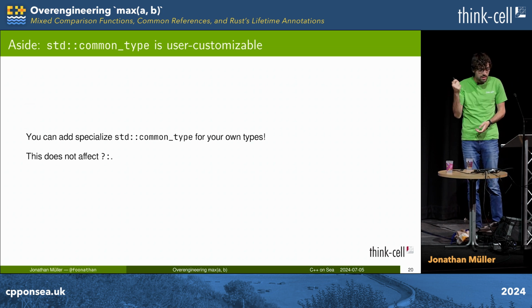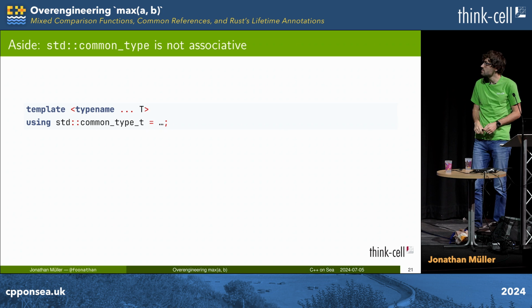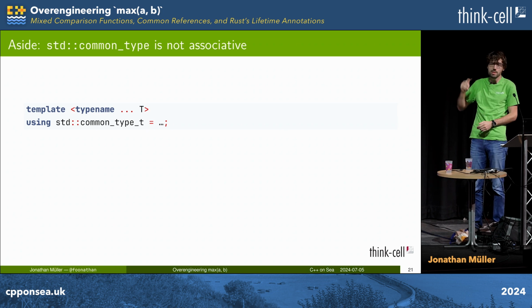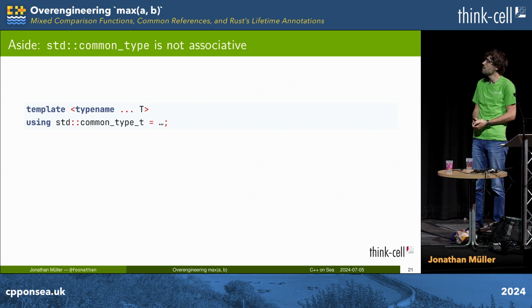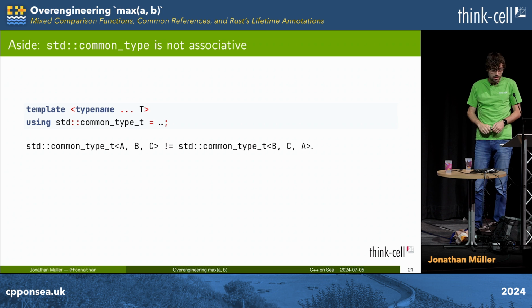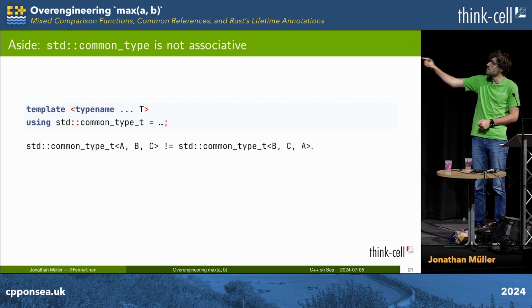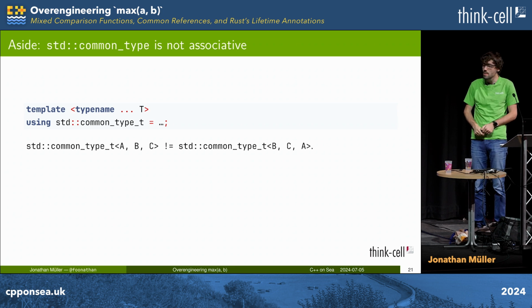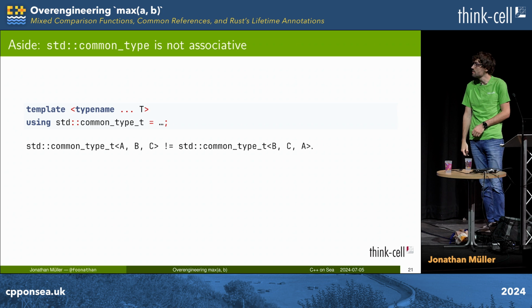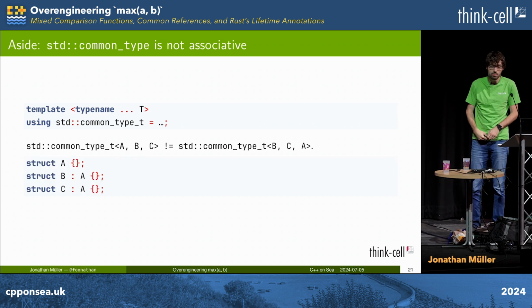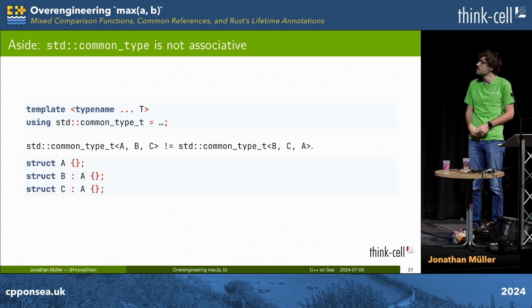But the weirdest thing about this is that common_type is variadic. We can pass multiple arguments and get the common type of all of them, but it's not associative. This means that we can define three types A, B, C, such that the common type of A, B, and C is not the same as the common type of B, C, and A, which is pretty bizarre. And we don't even need to do any customization for that. All we need is this class hierarchy: we've got A, and then two classes, B and C, both derived from A.